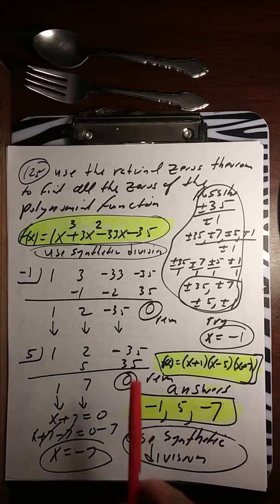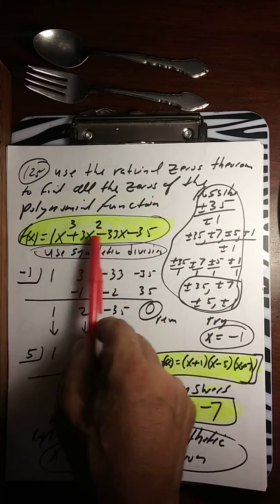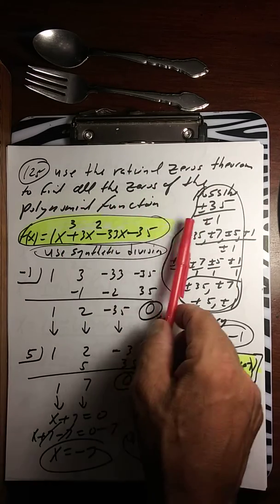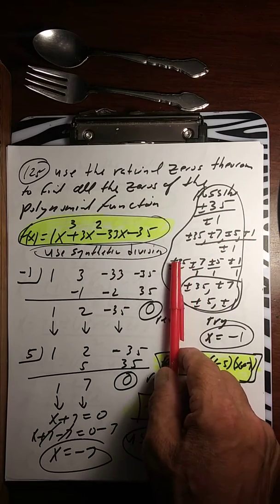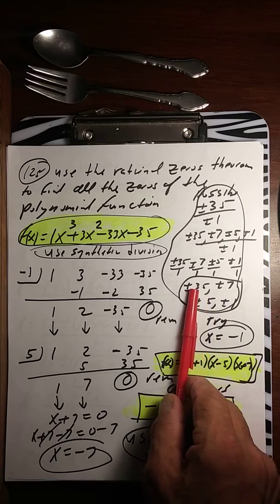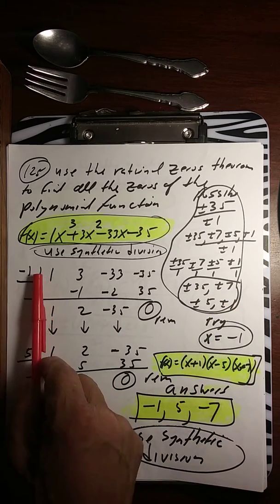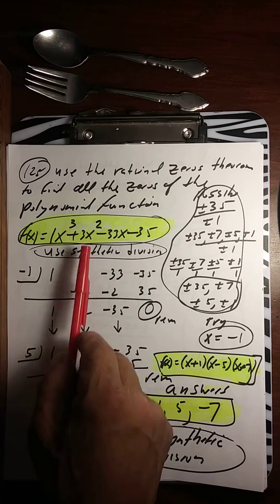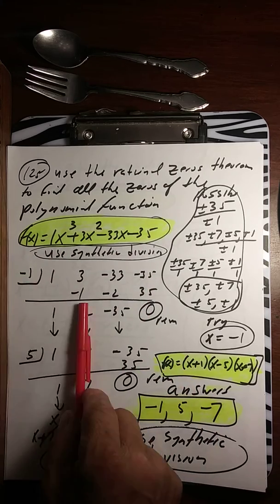Alright, this one. Use the rational zero theorem to find all the zeros of a polynomial function. There it is. Look at the last number, or the first number, plus or minus 35. All these break down: 35, 7, 5, 5. So we have plus or minus 35, 7, 5. We're going to try -1 in there. -1 is synthetic division. Copy the number, copy the number, copy the number, copy the number. That turns out to be -1.